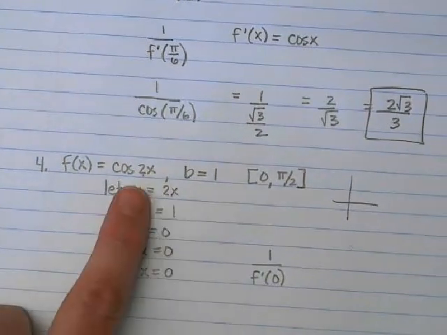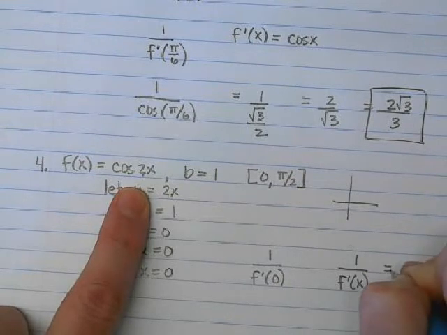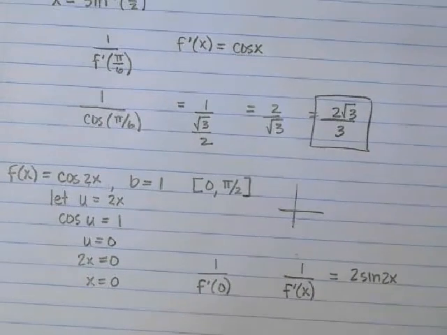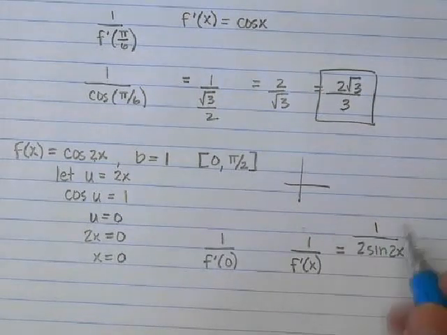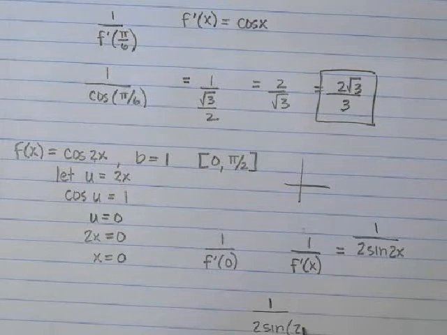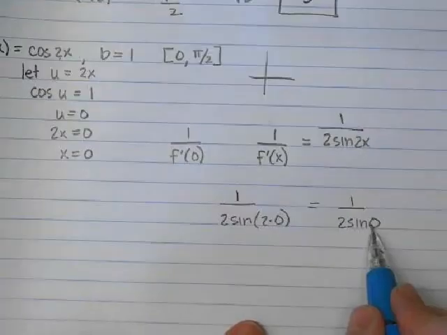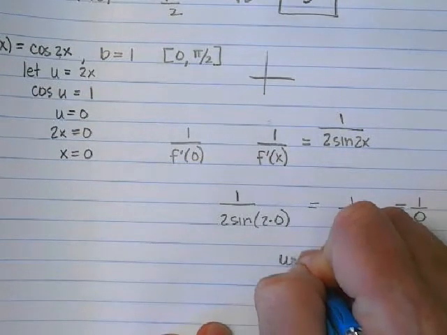Okay, derivative of cosine of 2x is negative 2 sine 2x. Oops, and I guess I should have a 1 over that. Okay, that looks kind of funky. But, so let's go, then it's going to be 1 over 2 times the sine of 2 times 0. 2 sine of 0. Well, the sine of 0 is 0. So that comes out to 1 over 0, which is undefined.